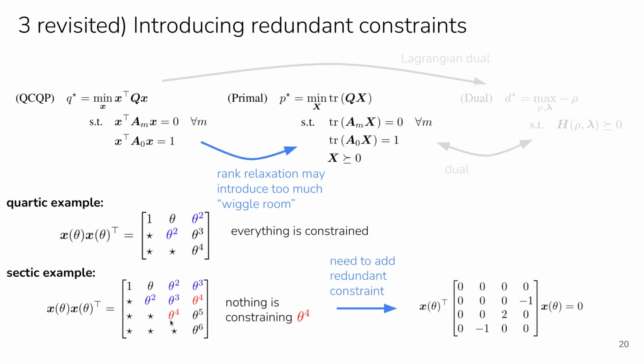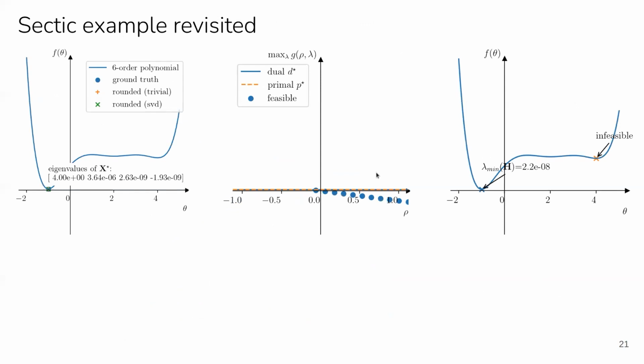So this is a problem when you relax the constraint, and what you can do to solve that is to add what's called a redundant constraint. This constraint is really enforcing that these two elements in my lifted variable should be equal. They don't change the original problem. They're completely redundant for the original problem, but they will change the tightness of the relaxed problem. And indeed, if we now revisit the example from before, but with the redundant constraint added, then we see that now the eigenvalues.